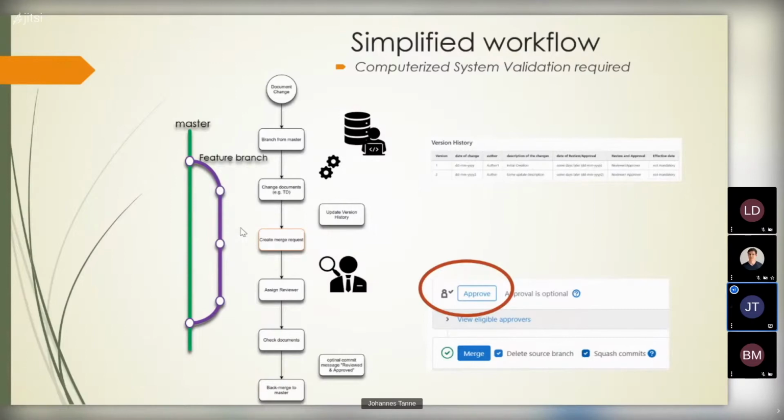And last but not least, the merge request can be closed by merging the feature branch back to the master, so that you update all your documents in the master and have all the valid documents in your master branch. So this is a really simplified workflow. As I said, what is important is that you need to validate this workflow. When you define your own workflow, you need to make it according to the 3485 standard and validate this process.